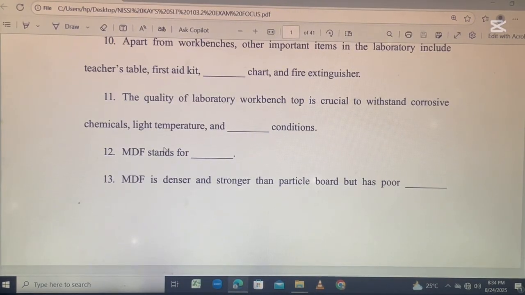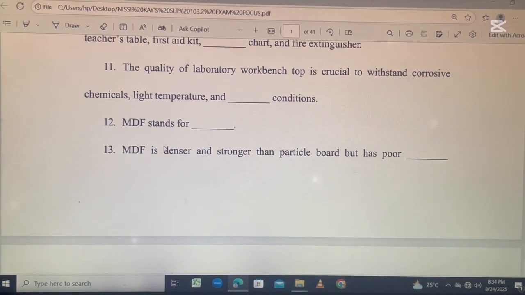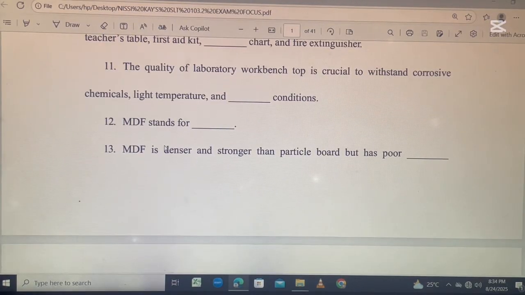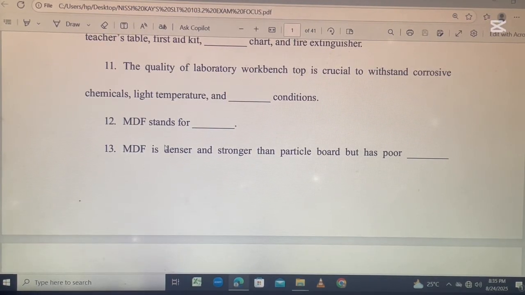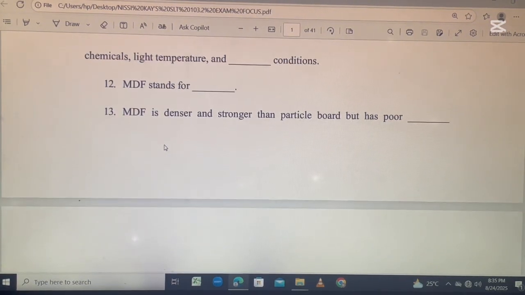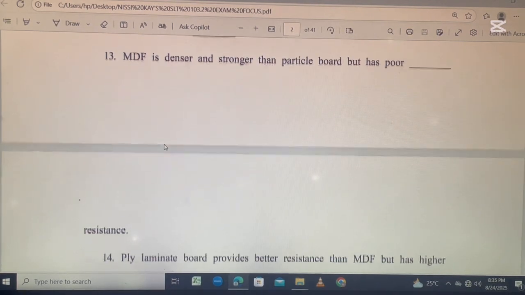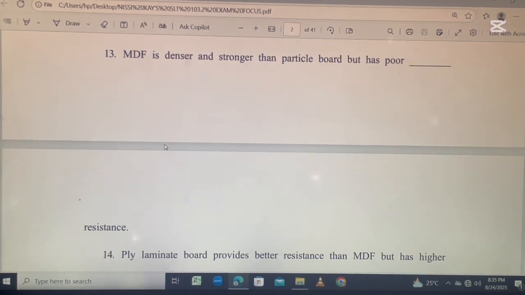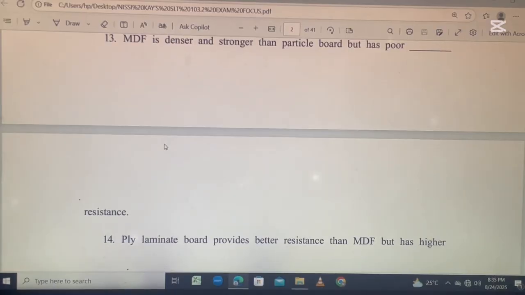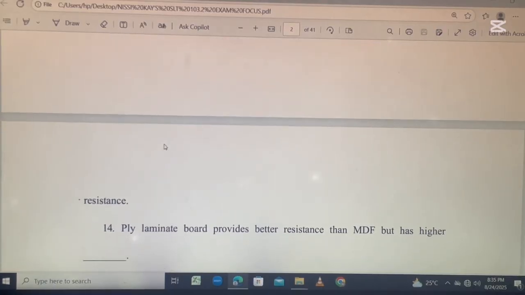The next question here is: the quality of a laboratory workbench top is crucial to withstand corrosive chemicals, light temperature, and wet conditions. The answer is wet conditions. Now, MDF stands for medium density fiber board. MDF is denser and stronger than particle board, but has poor dash resistance. It has poor water resistance.